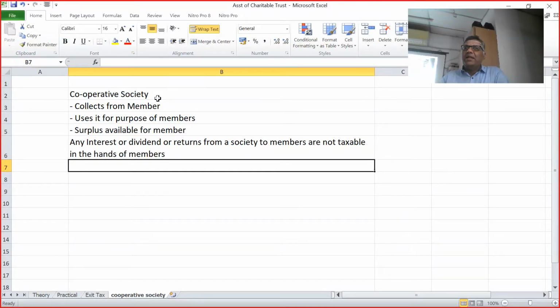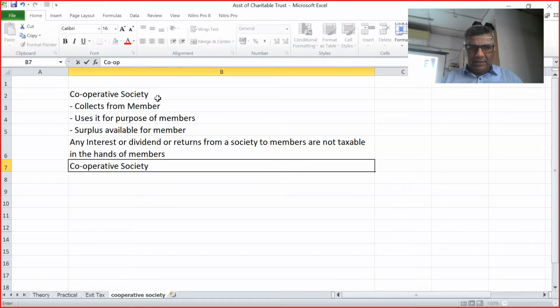It is like taking money from this pocket and putting it in this pocket. It is not an income. It is a mutual concern. So it is not taxable. A cooperative bank pays interest to a member, mutual concern, not taxable.